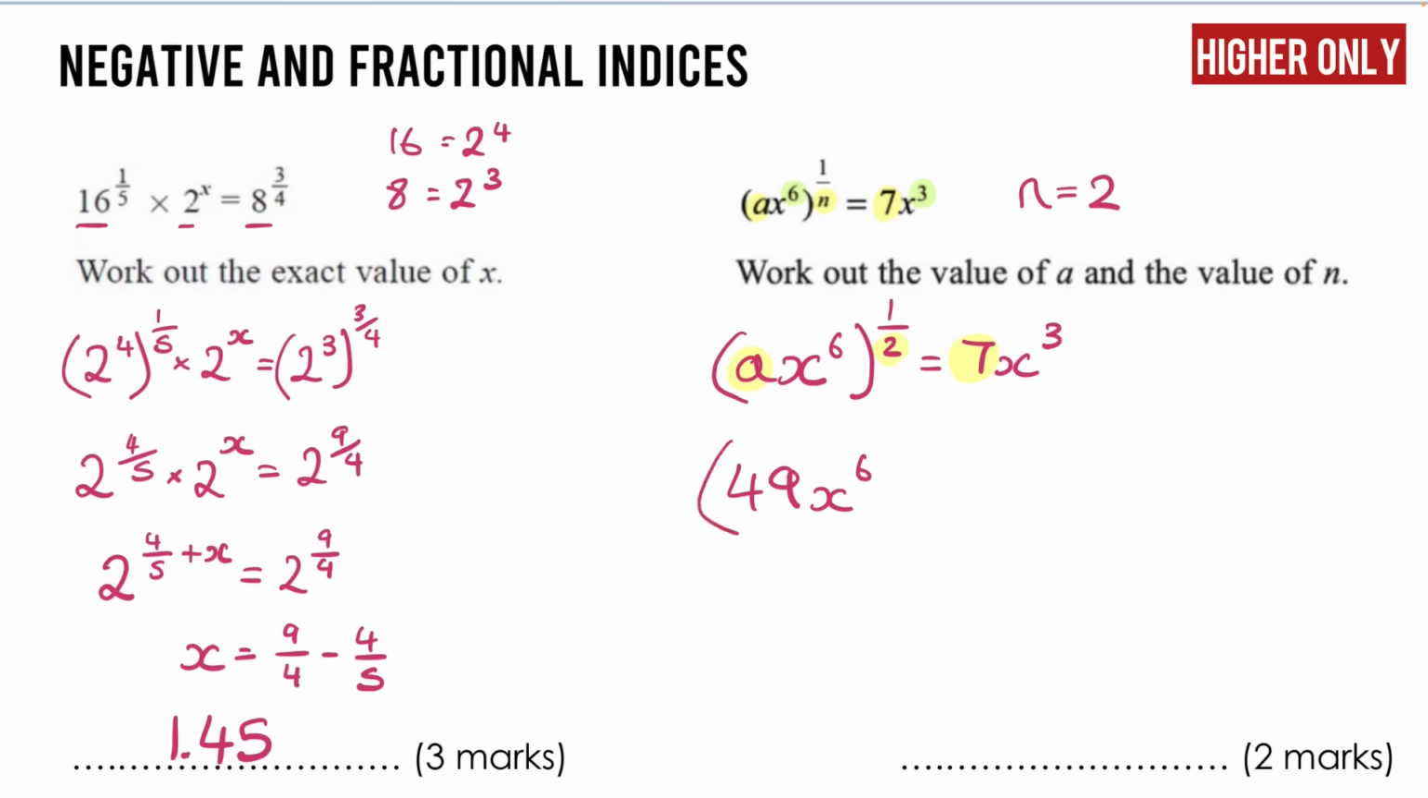and we can always write this. And if we work that out, we would do the square root of 49, which is 7. We'd have the x and the power there. 6 over 2 is 3, so we get 7x to the power of 3. So there we go, we get a is equal to 49 and n is equal to 2.